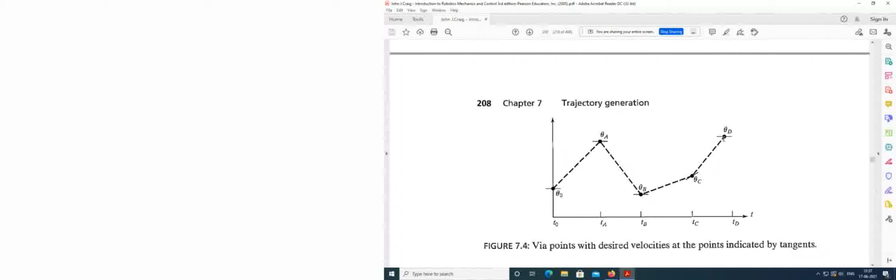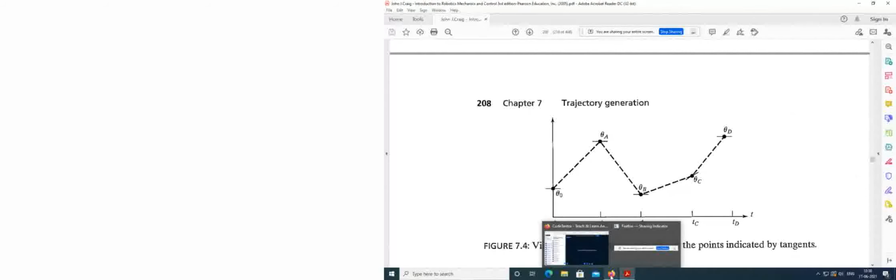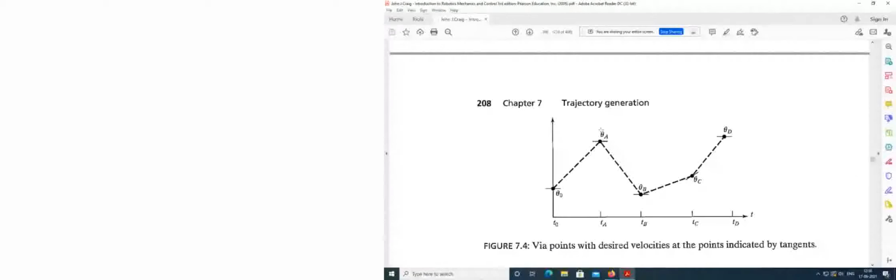Now, can I come up with some constraint maybe at the via points? Can someone say any condition, let's say at this particular point, the point at which t is equal to ta?